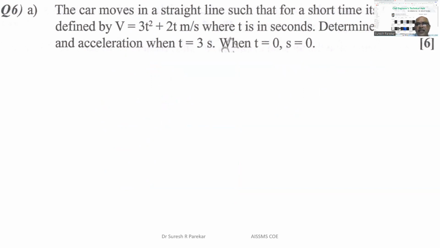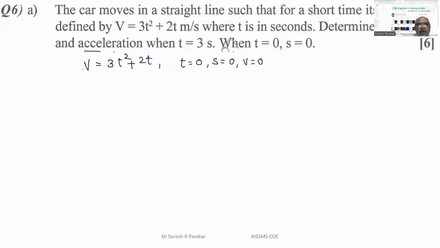The car moves in a straight line such that for a short time its velocity is defined by v equal to 3t square plus 2t, where t is in seconds. Determine its position and acceleration when t is equal to 3. Initially, t equal to 0, s equal to 0. Now if we put t equal to 0, then we get v also equal to 0. So now we are interested to find acceleration and position.